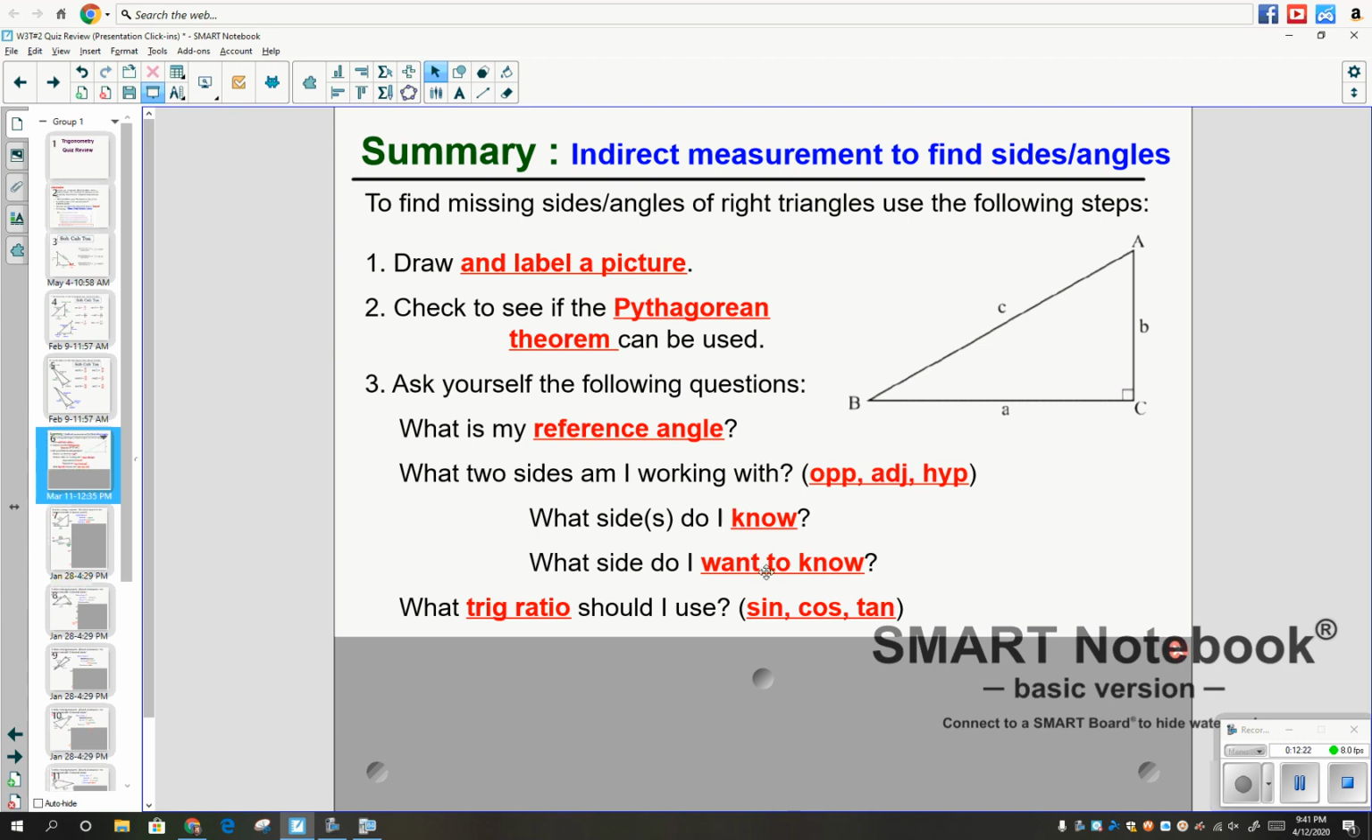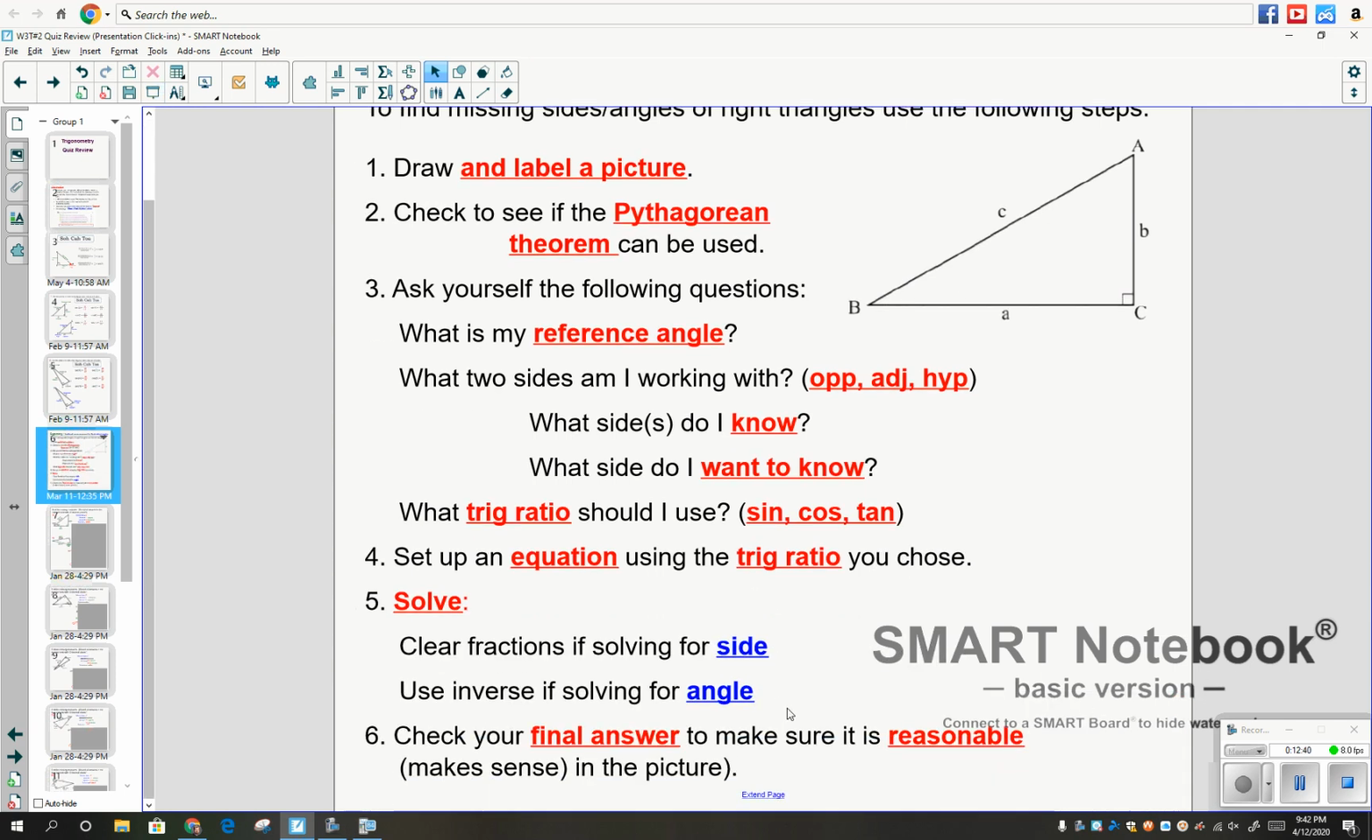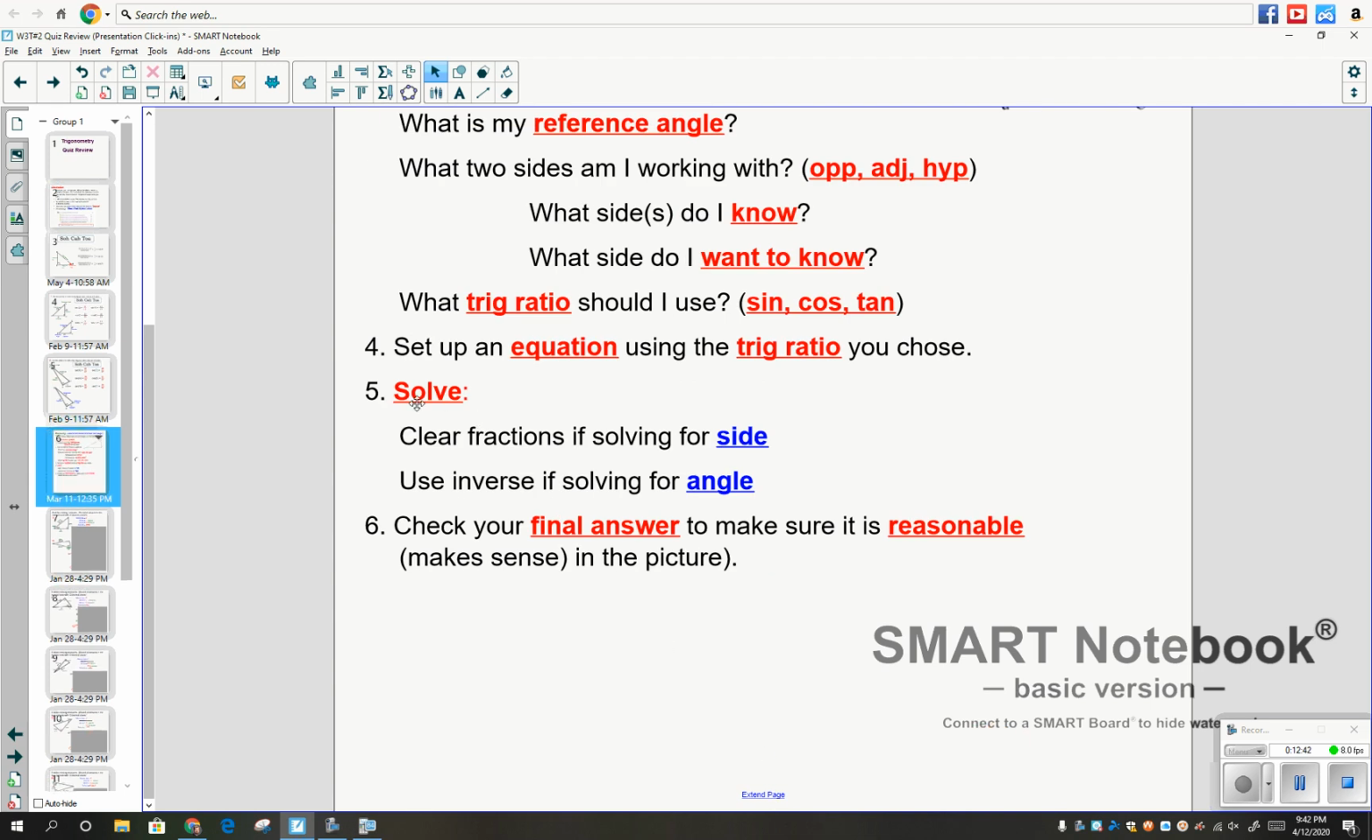You're always going to involve two sides and one angle whenever you're using trig. Based off the sides, whether it's opposite, adjacent, hypotenuse, which trig ratio will you then use? Sine, cosine, or tangent. Set up an equation using the trig ratio we just chose, and then you have to solve it. If we're going to solve for a side, we will end up clearing fractions. If we're solving for an angle, we're going to end up using the inverse. That's how I undo sine, cosine, and tangent. And then check to make sure your final answer is reasonable and that it works out.